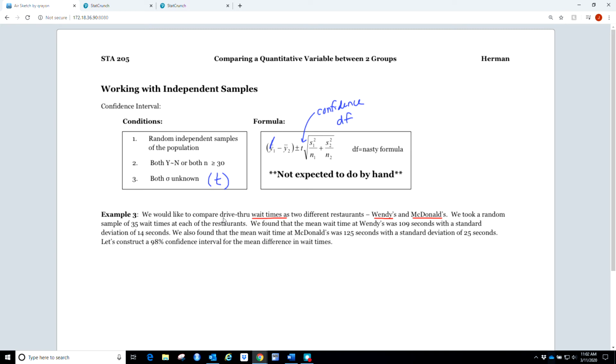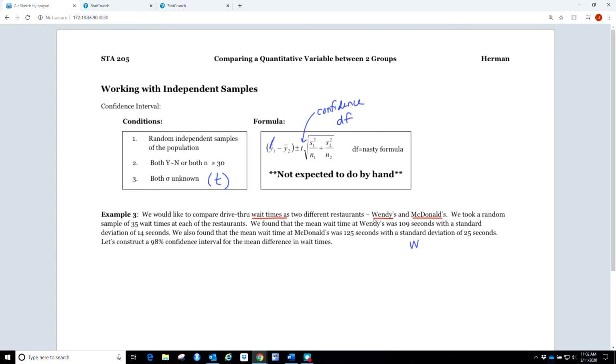Now, since we just discussed the idea of working with independent samples, you can guess that this is going to fall into that category. However, let's first go through and make sure we know why they are independent samples. Now remember, we always assume they are independent until we know otherwise. So it says we took a random sample of 35 wait times at each of the restaurants. So if I sampled a certain person at Wendy's, do I now know I have to sample a certain person at McDonald's? Not from what's given, right?